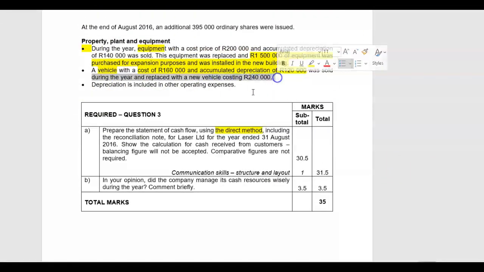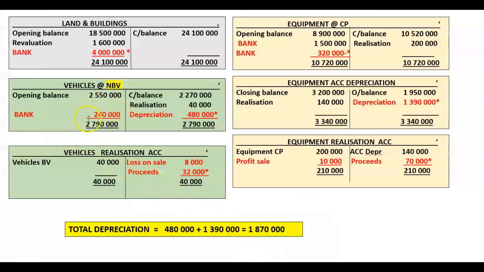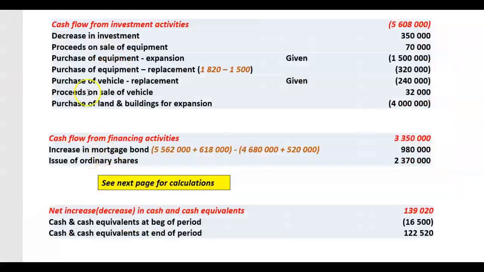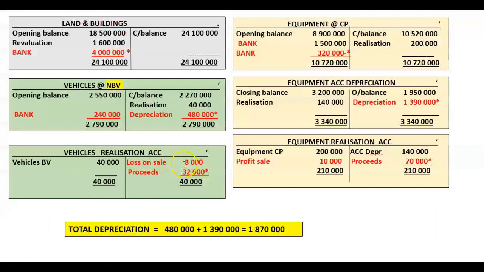During the year, there was a replacement of vehicles of 240,000 Rand. So when I said we were done, we were not done. There is a replacement of 240,000, and that 240,000 was also part of my investment activities, purchase of the vehicle for replacement, 240,000. Now we've done everything. Now, the loss on this one we've done, that one we've done. If we now balance off our vehicles at carrying value, if we balance off that account, we need a credit entry on this side to make the account balance. Now, the only thing that can be is the depreciation expense for the year.